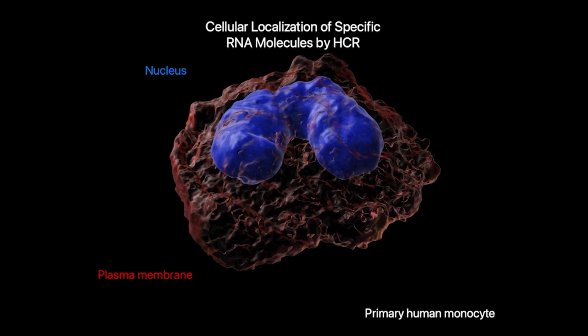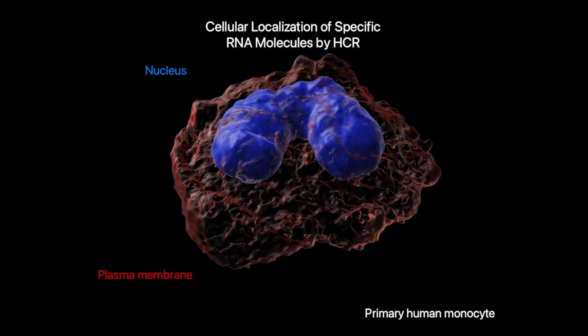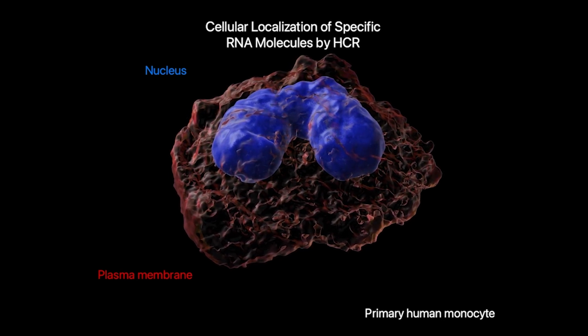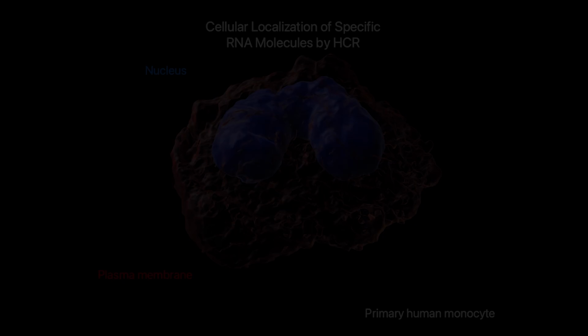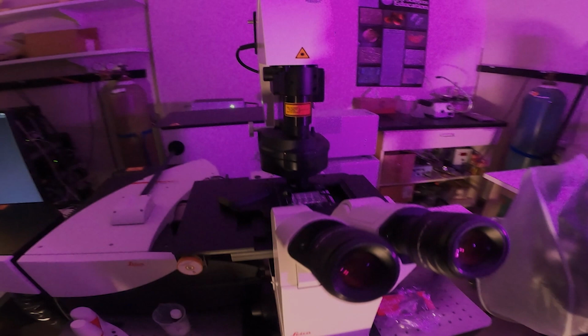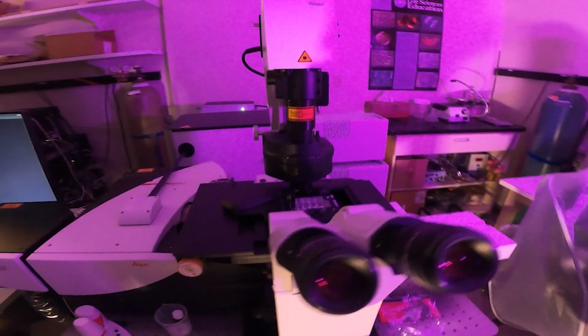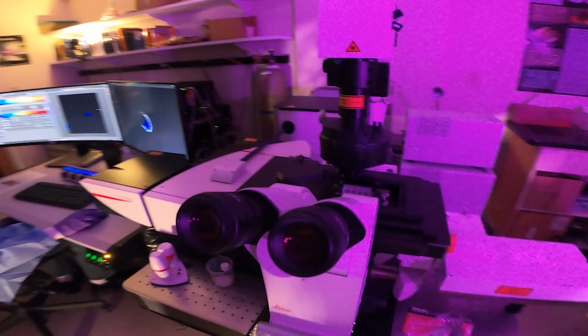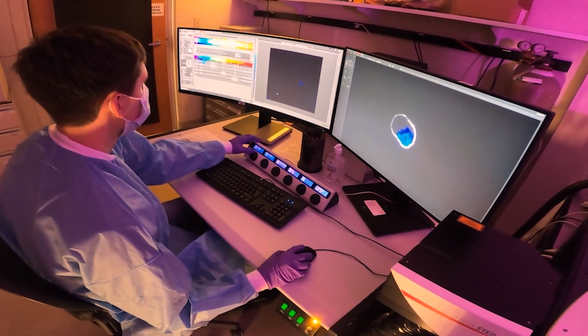Monocytes play an important role in the body's defense against microorganisms and toxins. This cell was extracted from the blood of a healthy human donor. The camera circles around the lens of a microscope. These images were obtained using a type of microscope called a confocal microscope.